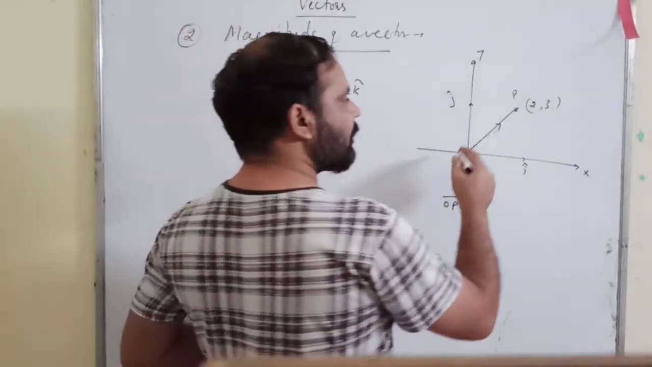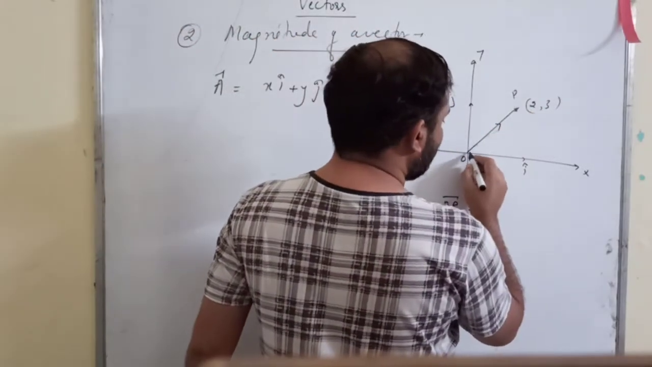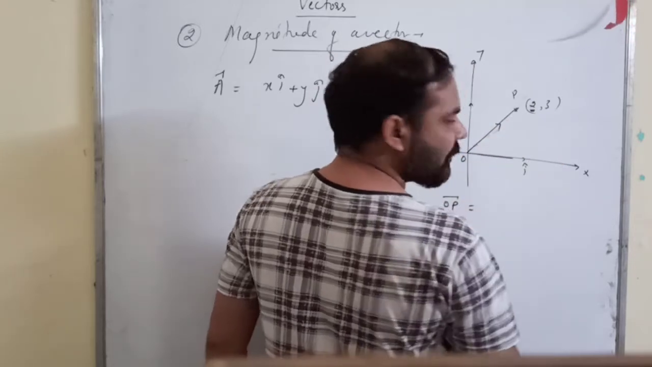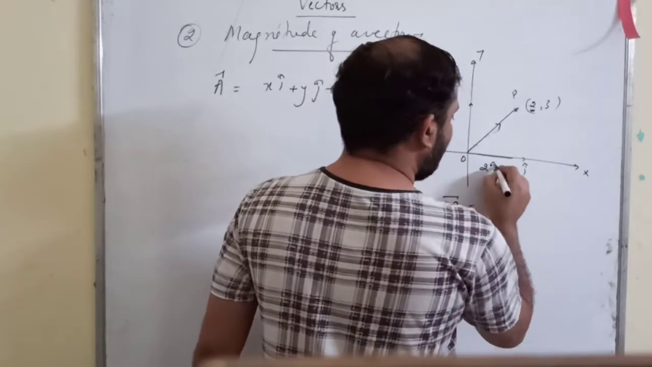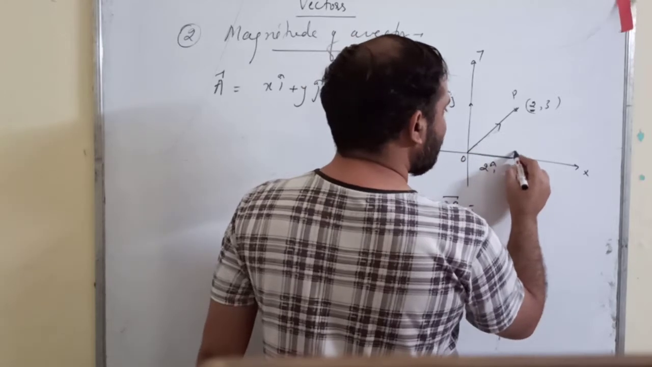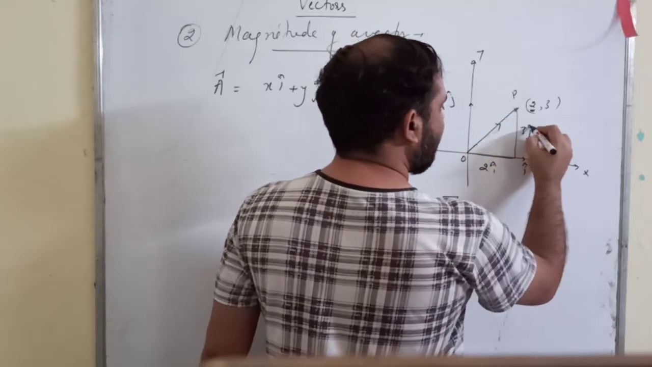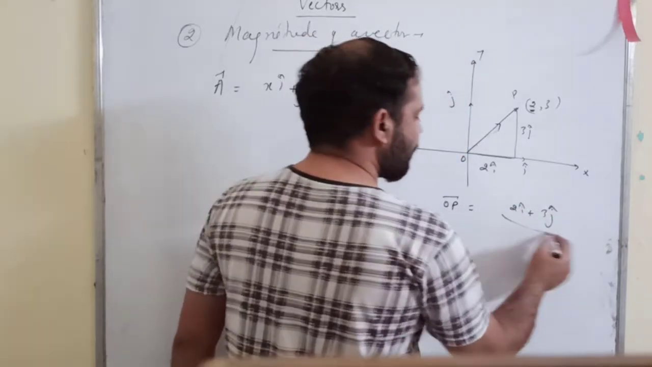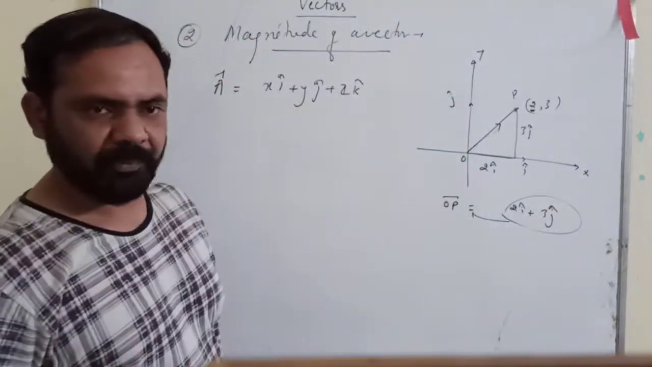So how you will reach the point P? What you have to do? You will have to move 2 units along i cap like this. So 2 units along i cap, and then you will have to move 3 units along j cap. So 2 i cap plus 3 j cap. This is your OP vector, right?